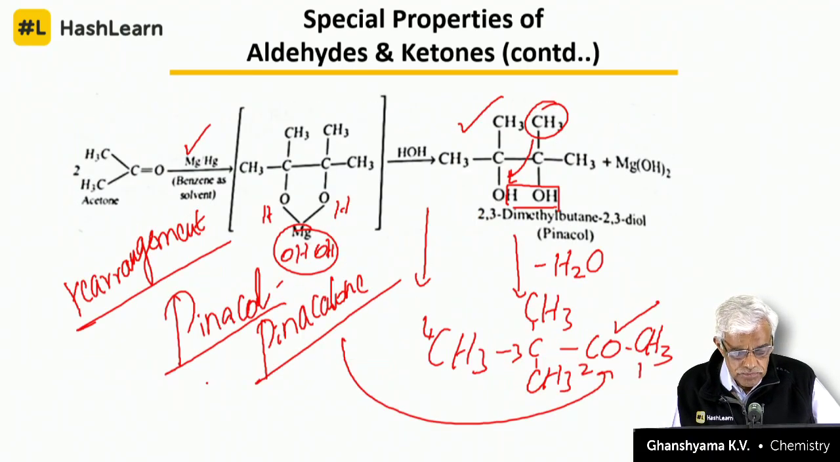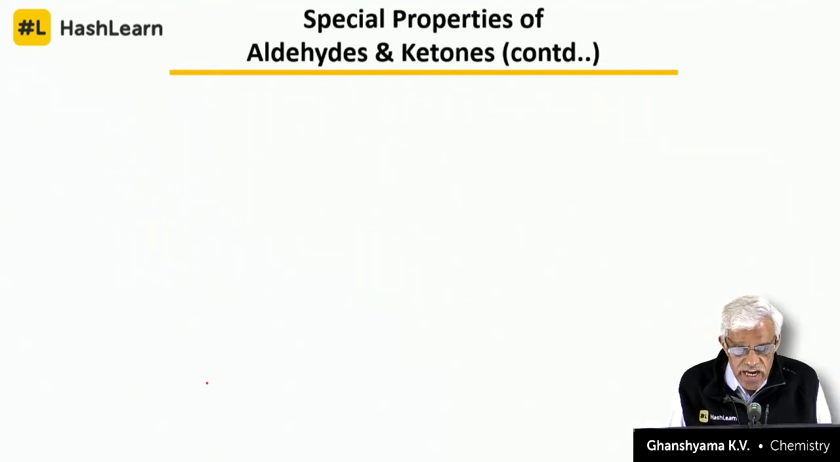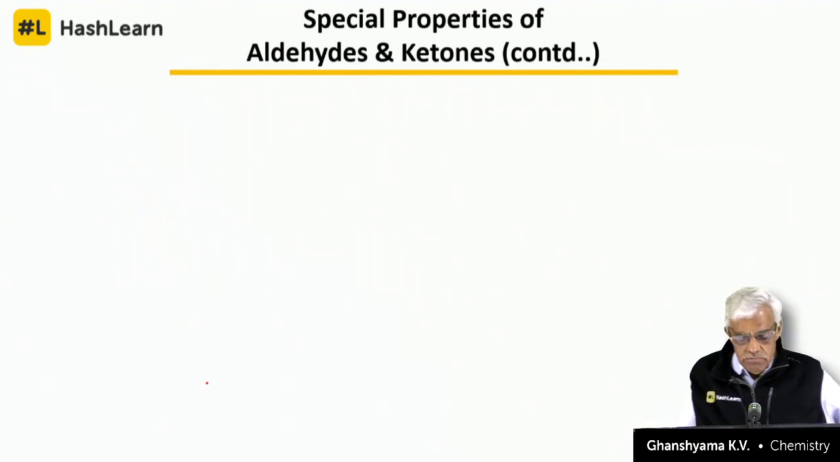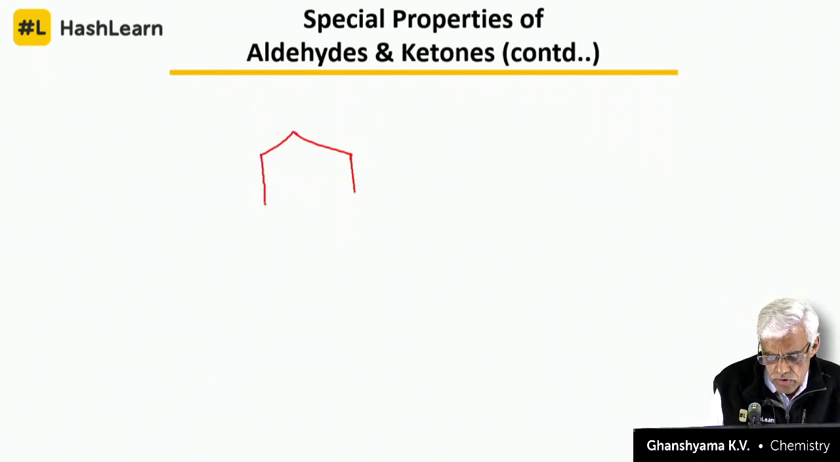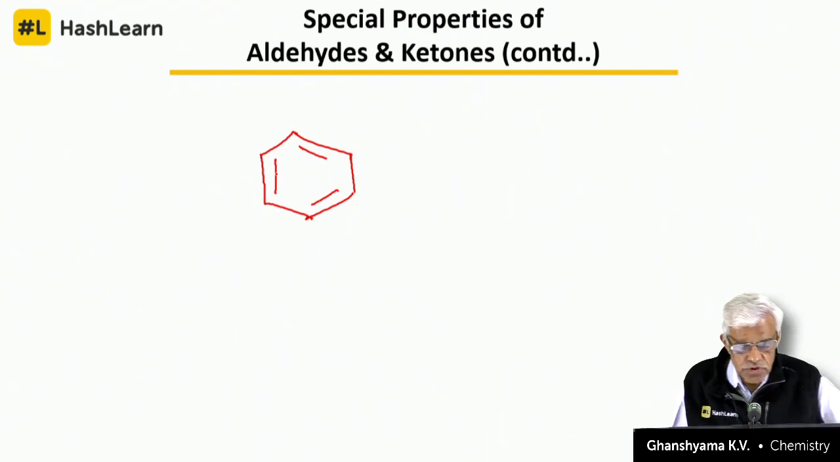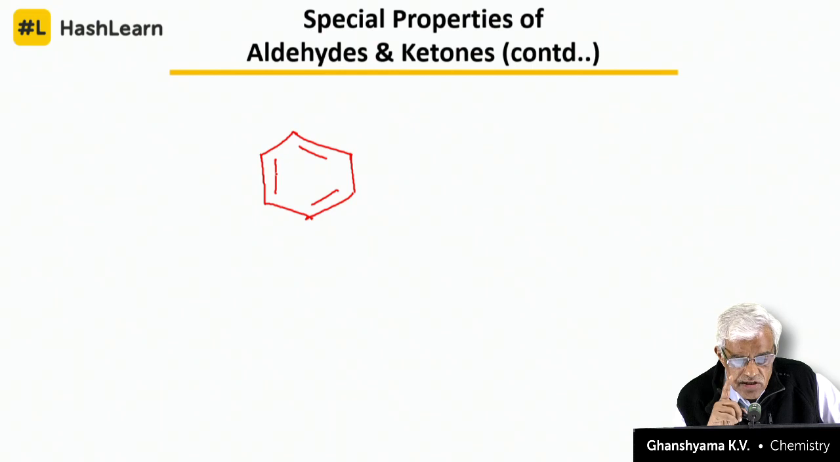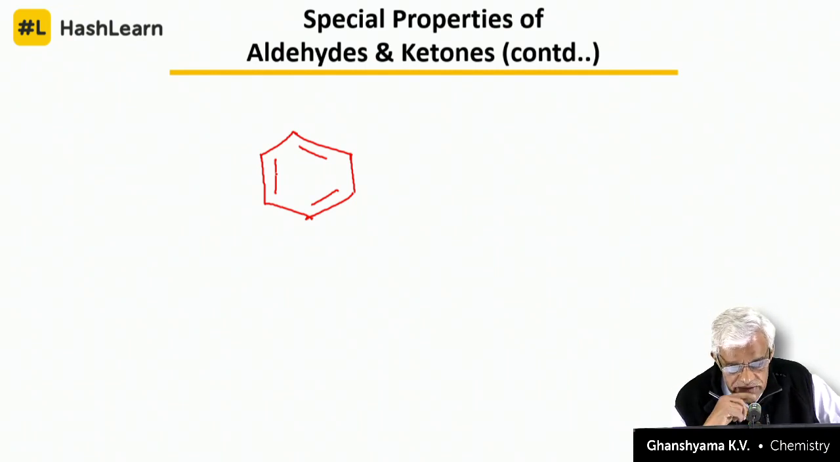Okay. Now, I will come to the question asked by Radhika. This is benzene. Yes, thank you, Akshay. Benzene is colorless because it cannot absorb light in the visible region of the spectrum.